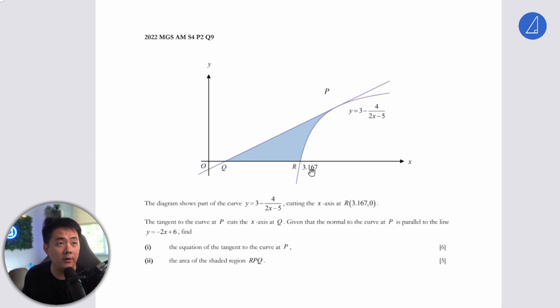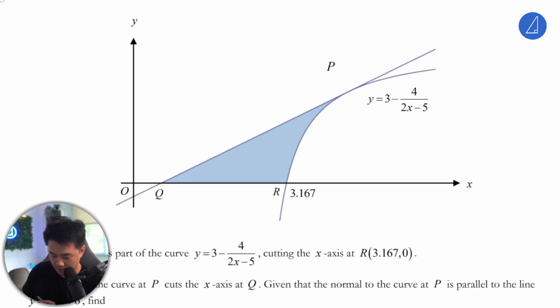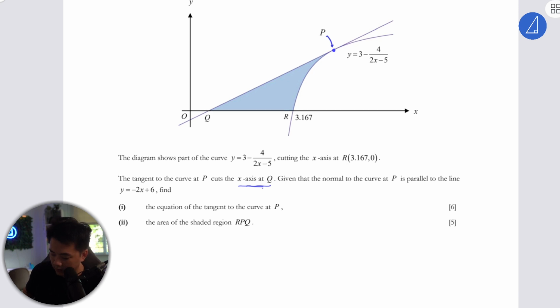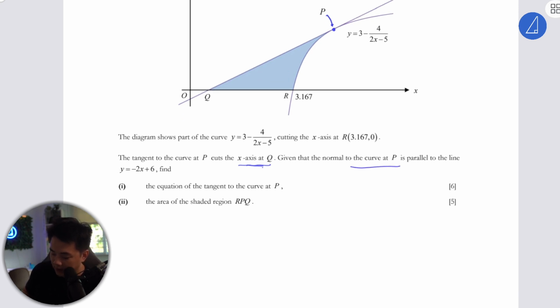So the diagram shows part of the curve, where y is equal to 3 minus 4 over 2x minus 5, cutting the x-axis at R here, which is given. Then the tangent at P, which is this point here, cuts the x-axis at Q. So this is Q. Given that the normal at P is parallel to this line.